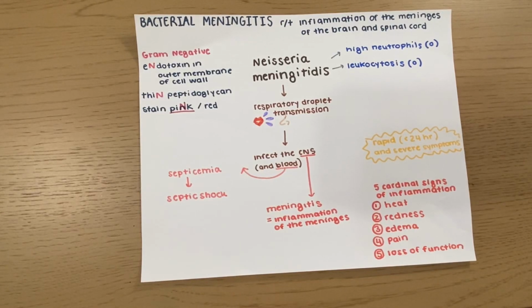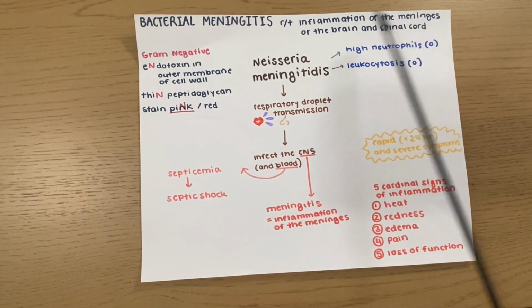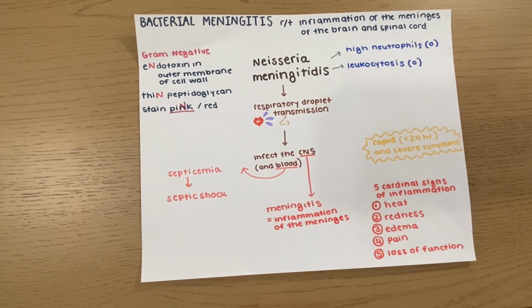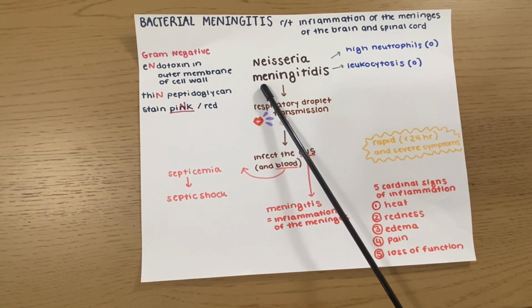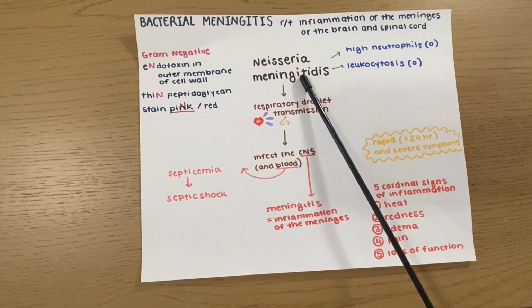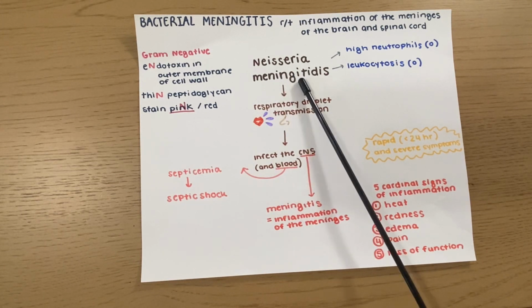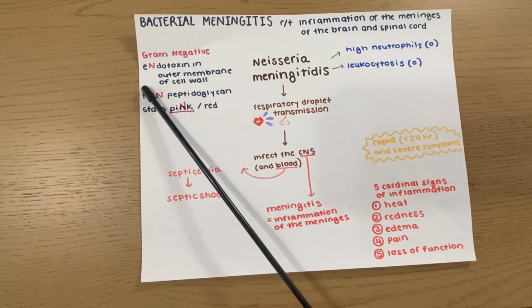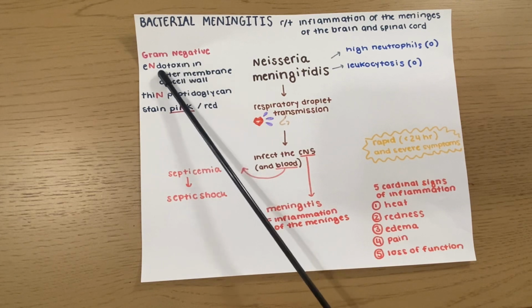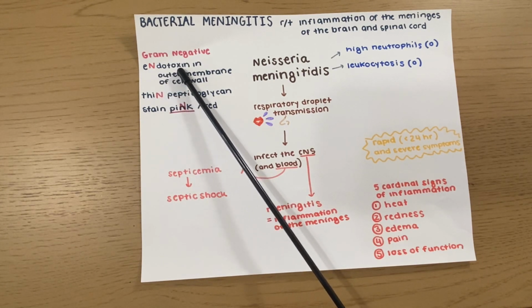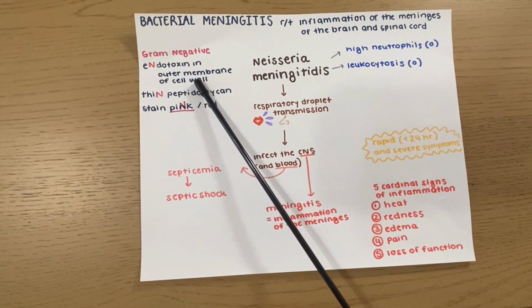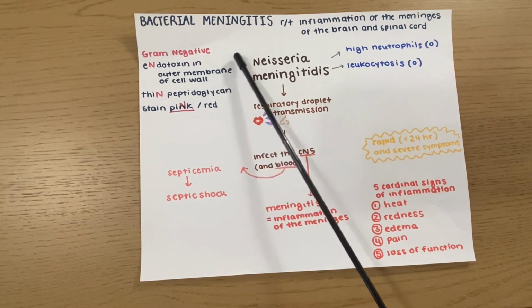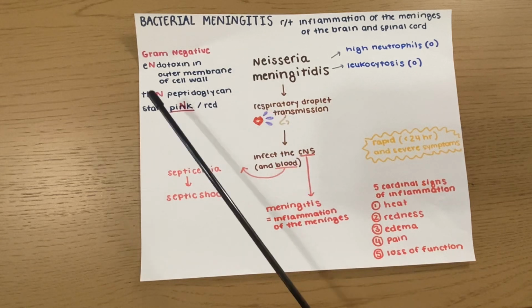Bacterial meningitis is related to inflammation of the meninges of the brain and the spinal cord. The most common bacteria cause is Neisseria meningitidis, which is an aerobic bacteria that requires oxygen, and it is a gram-negative bacteria. And gram-negative bacteria can make endotoxins in the outer membrane of the cell wall, whereas gram-positive bacteria cannot make endotoxins and they do not have an outer membrane.